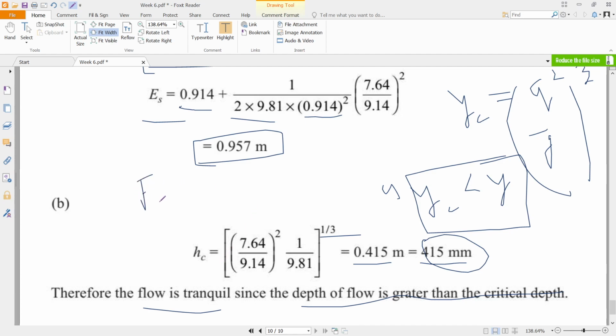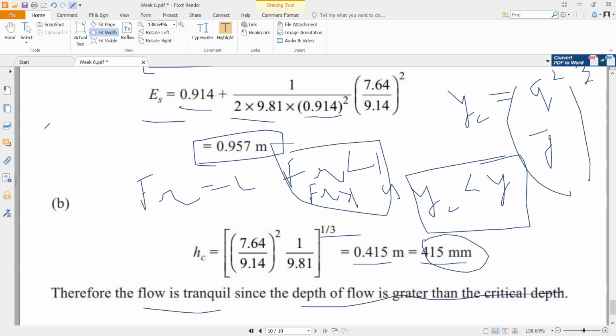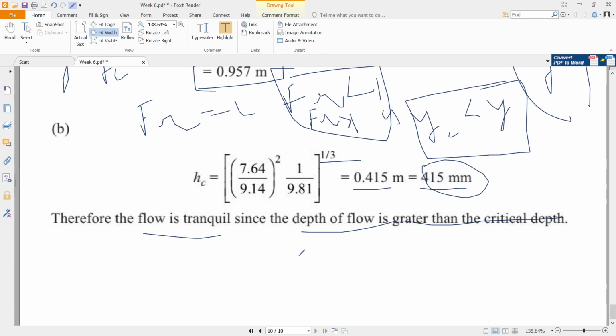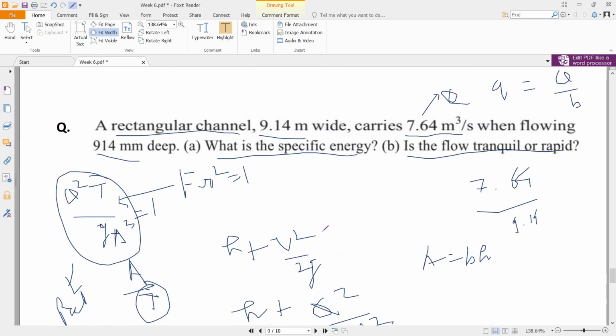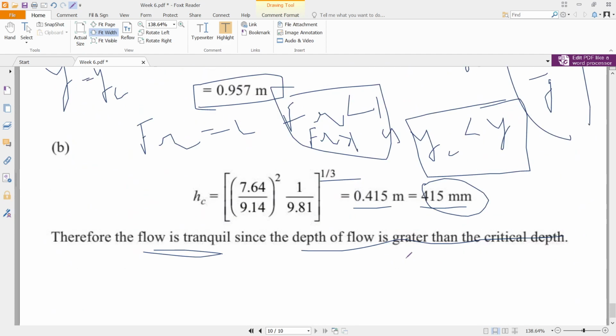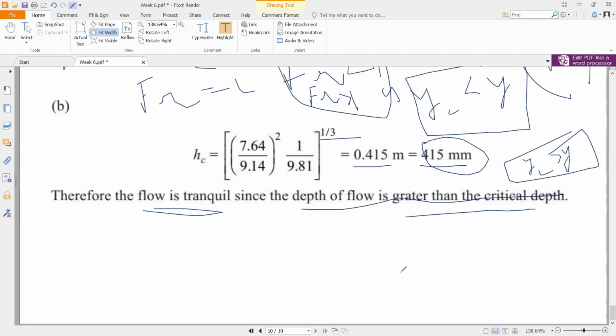See, Froude number equal to 1 is critical flow. Subcritical is when Froude number is less than 1, and supercritical is Froude number greater than 1. So this is one case. And how can you say that the flow is subcritical, supercritical or critical based on the flow depth? It is critical when Y is equal to YC. It is subcritical when Y is greater than YC. So this is subcritical flow, so tranquil. And if YC is greater than Y, if the flow depth is less than the critical depth, then it is rapid.